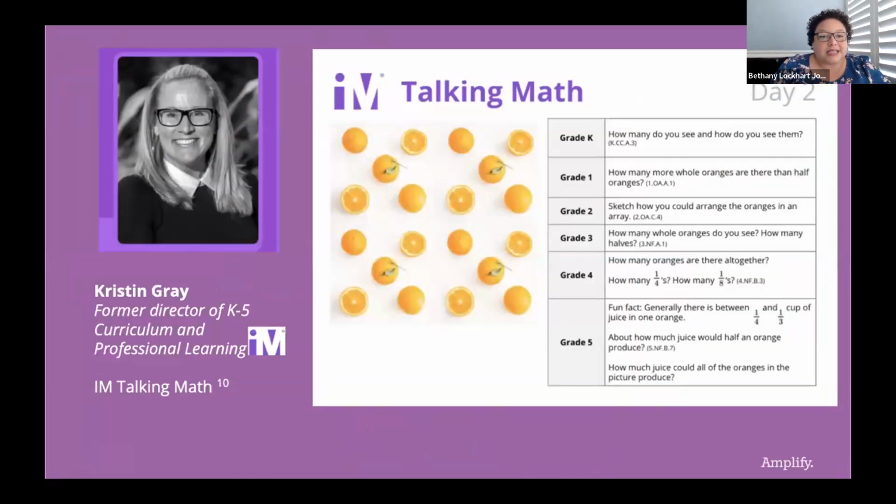I also like to highlight the amazing Kristen Gray. She and her team developed Talking Math, actually during lockdown and distance learning, through Illustrative Mathematics. Talking Math presents an image. Students, or your kiddos, look at this image of oranges, and then they have questions based on grade level. So you might ask your kindergartener, how many do you see? How do you see those? Wait, let's count them together. And you might get into a conversation of, oh, those are whole ones, but those are cut in half. And how do you add those, right?